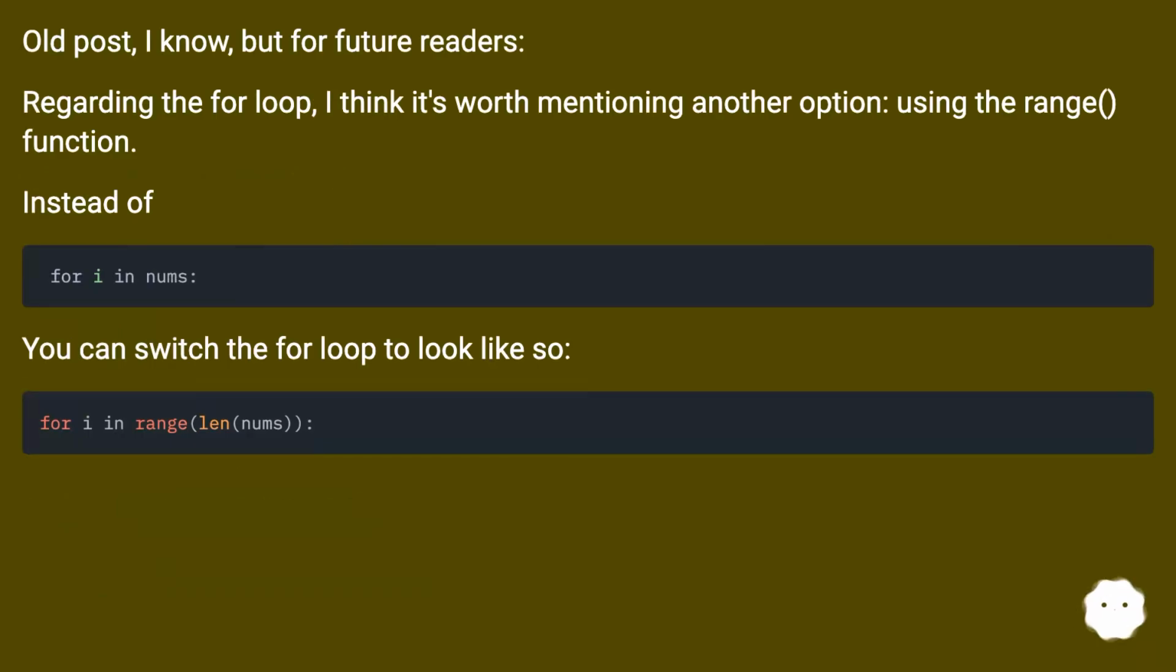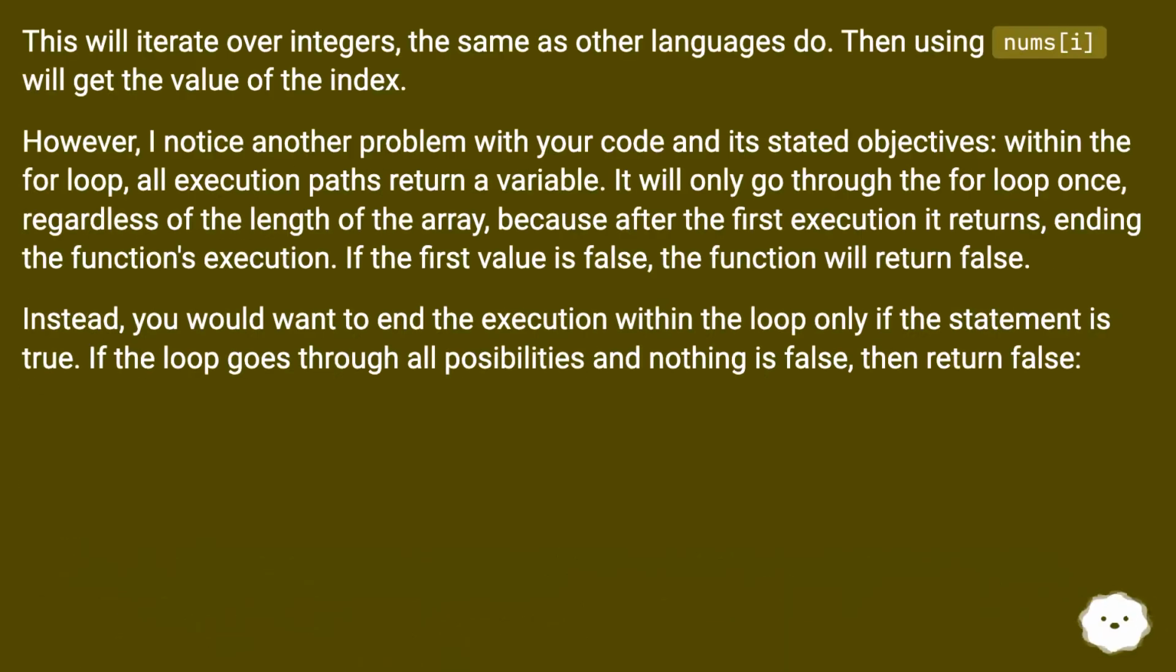Old post, I know, but for future readers. Regarding the for loop, I think it's worth mentioning another option, using the range function. Instead of the original, you can switch the for loop to look like so. This will iterate over integers, the same as other languages do. Then using nums, you get the value at the index.